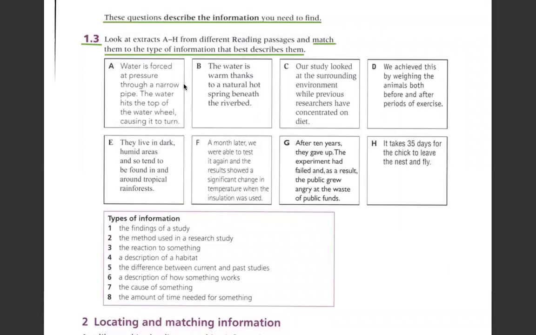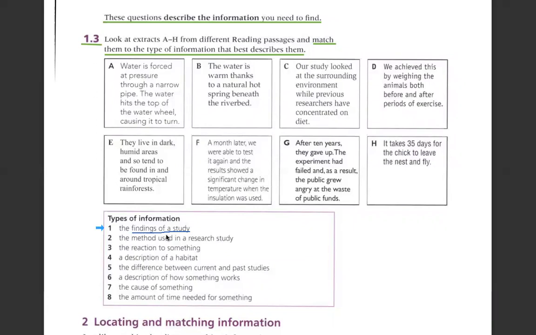Let's have a look at the type of information first. So that's 1 to 8. So let's have a look at number 1. It says the findings of a study. I'd like you to quickly skim read all of these and then type in the chat box just for number 1. Which one of these A to H do you think is describing the findings of a study? So I'll give you 2 minutes to quickly skim read all of them and then type the letter in the chat box. So which of these describes the findings of the study?